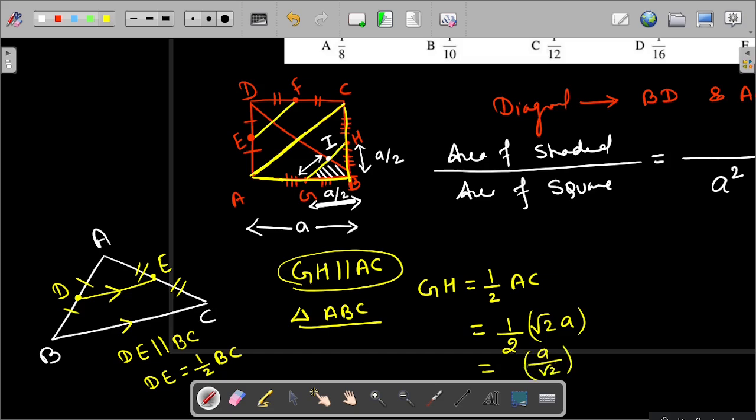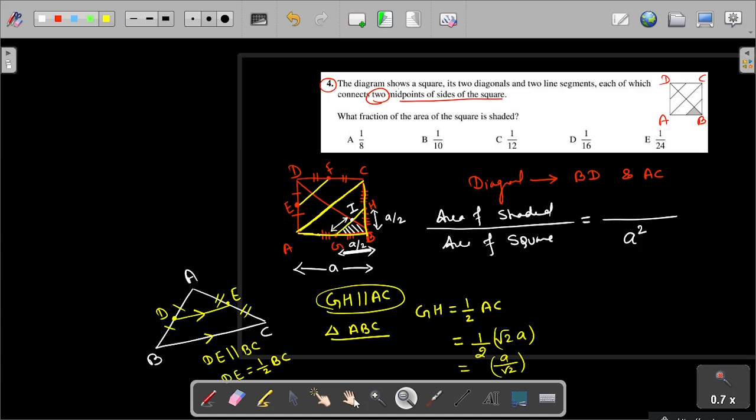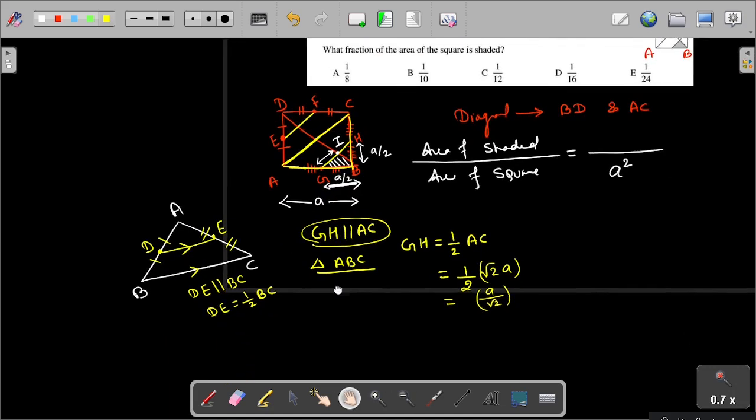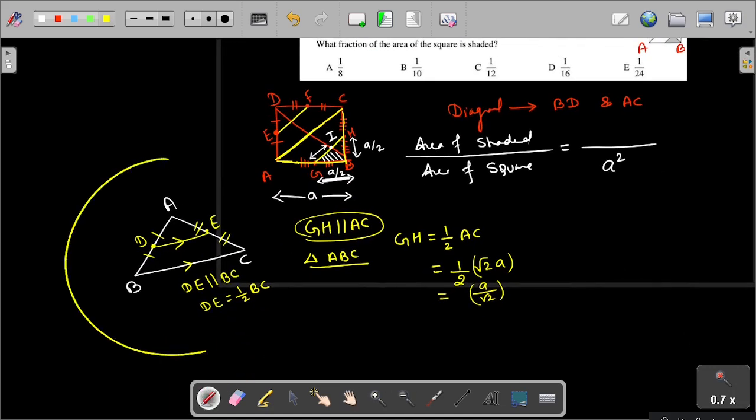Can you explain the half thing? Can you explain what you just did there? Any problem? Yeah, I don't understand how you got GH is equal to half AC. Again, I have already explained the theorem here.